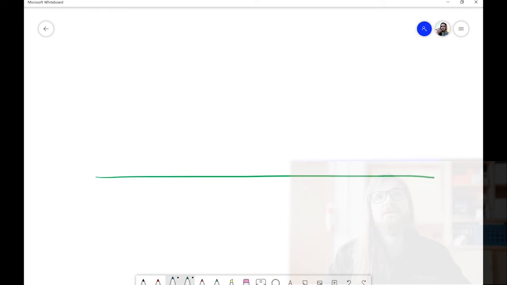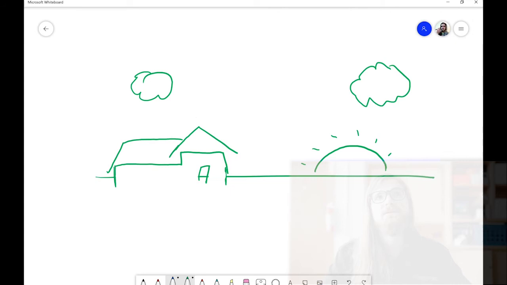Okay, so we have the ground. Maybe we have the sun peeking up over the horizon here. We're going to make a picture that kind of looks like those pictures we all draw in elementary school. We've got some clouds in the sky. Maybe a little sidewalk coming out of there. And what we notice about this picture is it feels kind of peaceful. It has a peaceful vibe about it.